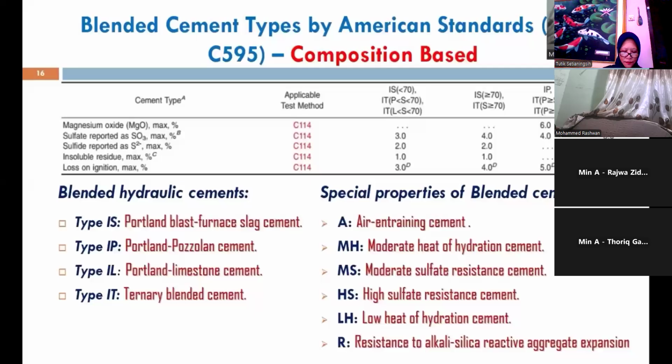Special properties of blended cements are also mentioned and take symbols: A, air entrained cement; MH, moderate heat of hydration cement; MS, moderate sulfate resistant cement; HS, high sulfate resistant cement; LH, low heat of hydration; and R, resistant to alkali-silica reactive aggregate expansion.